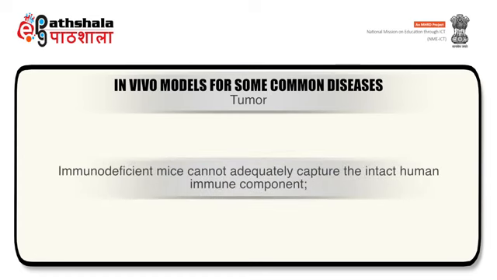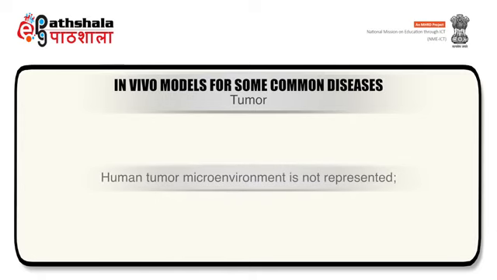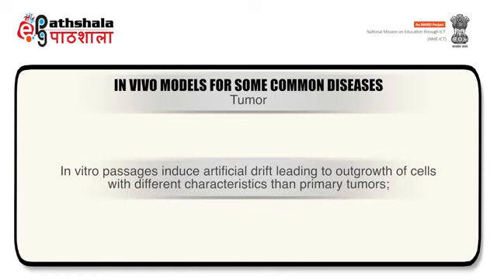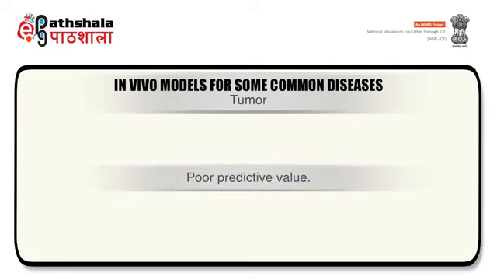Immunodeficient mice cannot adequately capture the intact human immune component. The second is that the human tumor microenvironment is not represented. The third is the orthotopic implant is often technically complicated. The fourth is that the in vitro passages induce artificial drift, leading to the outgrowth of cells with different characteristics than the primary tumors. The fifth is the poor predictive value.